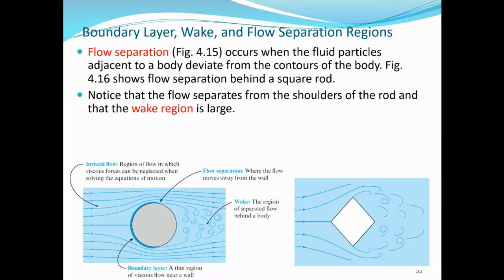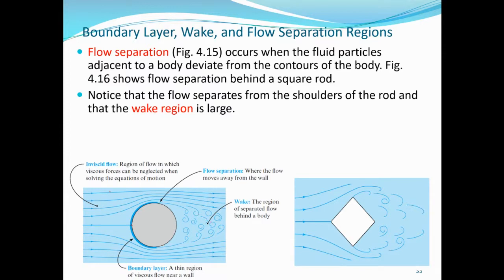But you can see farther away, the farthest streamline is almost unaffected by the presence of this one, although it becomes slightly deviated. So these are regions in which you have almost inviscid flow, not in the viscous flow region. And this is the flow separation, where the flow separates, or breaks away, moves away from the wall.